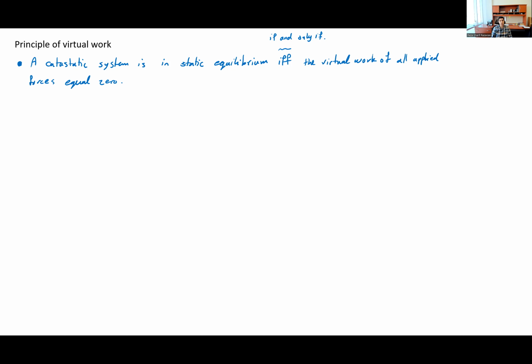So this is a bidirectional condition statement. That is the if and only if. If the virtual work is 0, the system is in a static equilibrium, and if the system is in a static equilibrium, it means the virtual work of forces is 0. There are a few things that probably you don't know yet. One is this catastatic system. We also need to define what is static equilibrium.